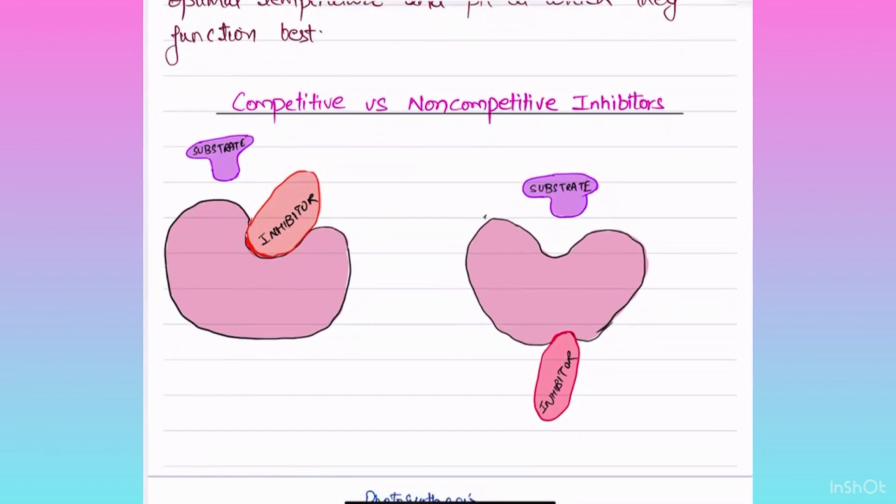Inhibition can be of two types: competitive inhibition versus non-competitive inhibition. Competitive inhibition is where inhibitor and substrate both compete for the active site, and if the inhibitor is bound, the substrate won't be able to bind. Whereas non-competitive inhibition is the one where there is no direct competition between inhibitor and substrate, but when the inhibitor binds to the allosteric site, it changes the active site in a way that the substrate can no longer bind. This is indirect competition, also called non-competitive inhibition.